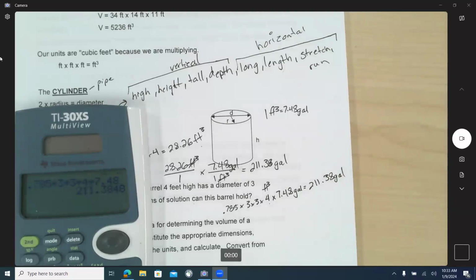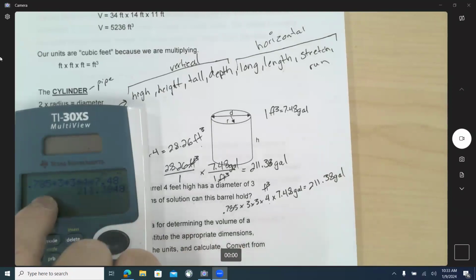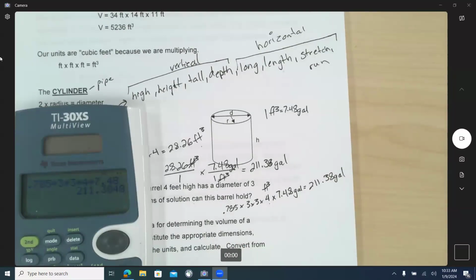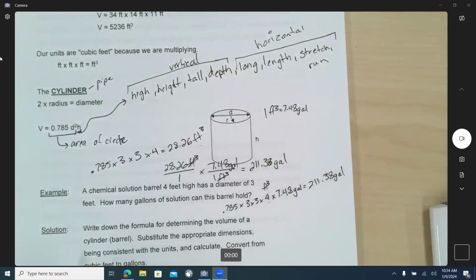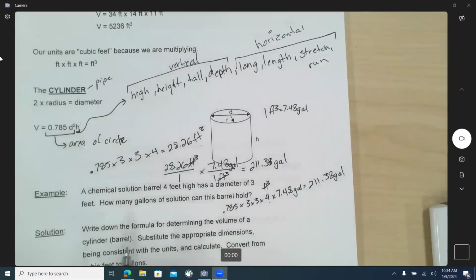And I often get asked, does it matter what order you put it into the calculator? It does not. With multiplication, you could put 7.48 first, but the problem is you got to remember to do that. That's why I always start with volume, diameter, height, and then my conversion factor to get it to gallons, okay? We're going to be using that shortcut tomorrow quite a bit in chlorination.